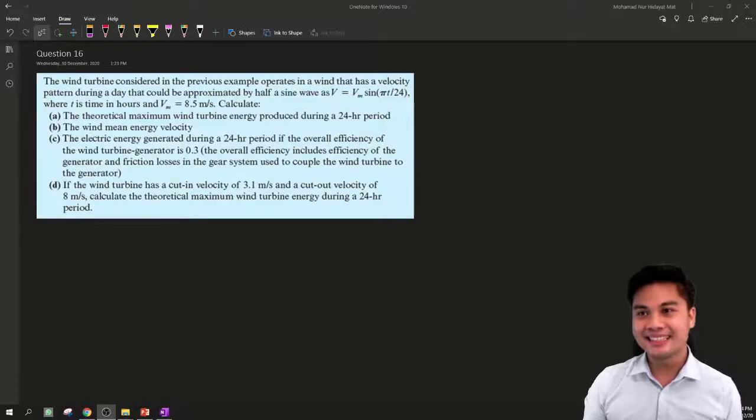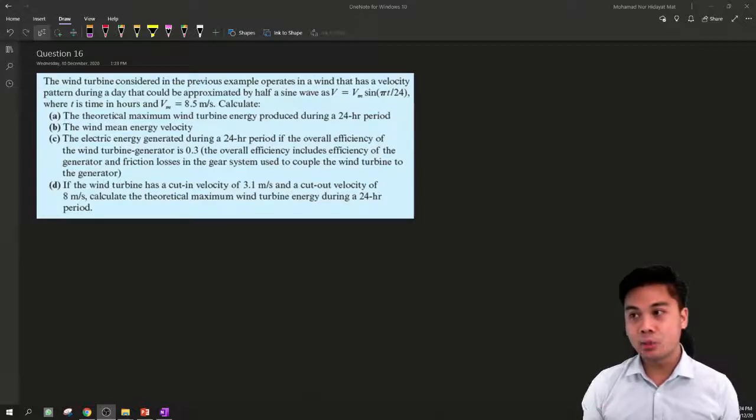The question is, the wind turbine considered in the previous example operates in wind that has a velocity pattern during a day that could be approximated by half a sine wave as V equals Vm sine pi t over 24, where t is time in hours and Vm, the velocity magnitude, is equal to 8.5 meters per second. The question asks, calculate the theoretical maximum wind turbine energy produced during a 24 hour period.